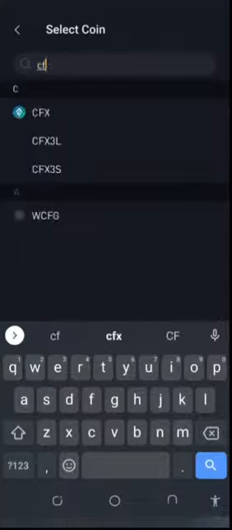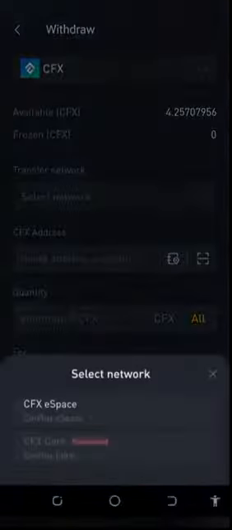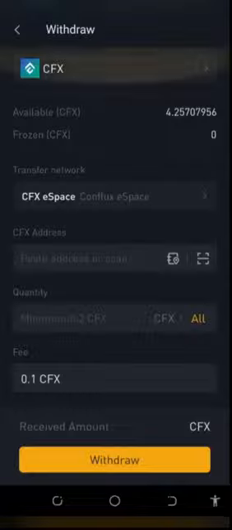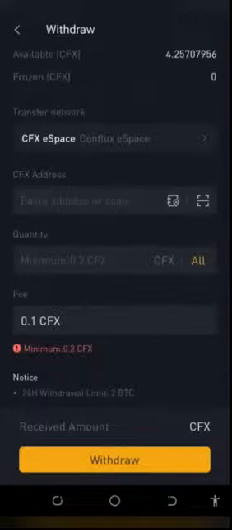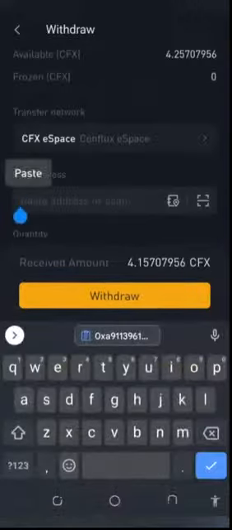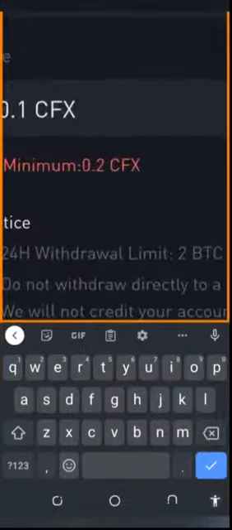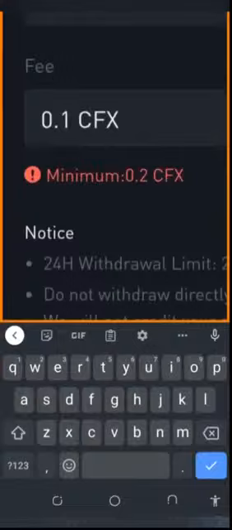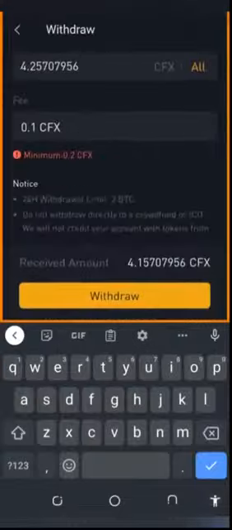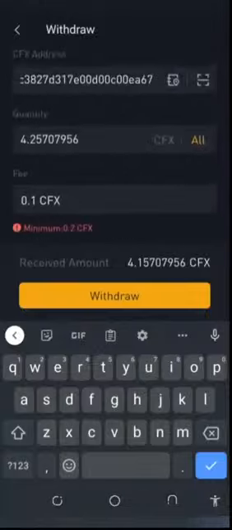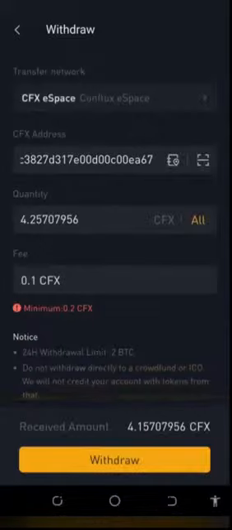So, CFX. Let's see, CFX eSpace, of course. And then let's see what we're putting in here. Available, yeah, everything. Let's see, all, of course. Let's put in the address. Okay, it said minimum. Minimum is what? Okay, minimum is 0.2 CFX. I've done that. Well, maybe just a little warning. Okay, all. And then we go ahead.